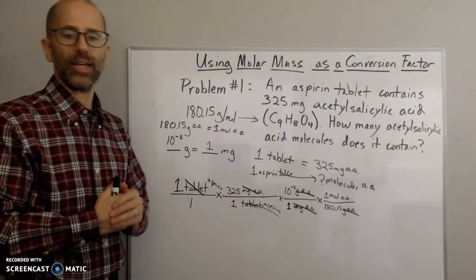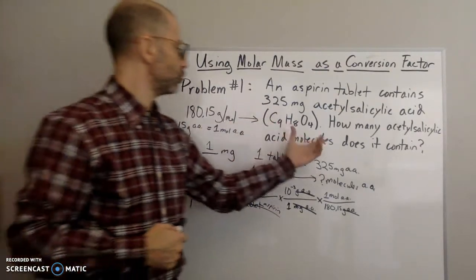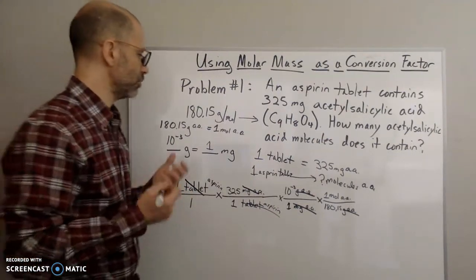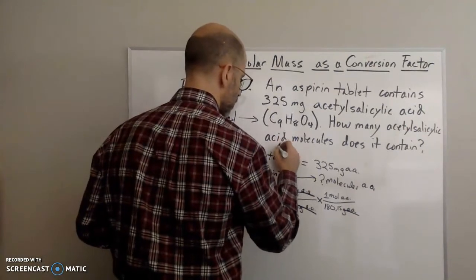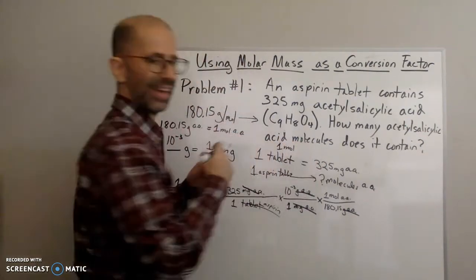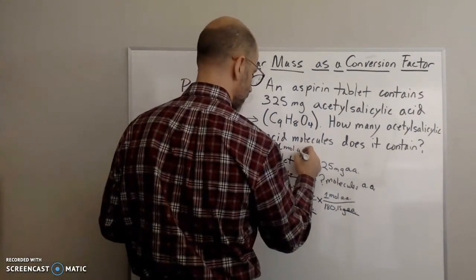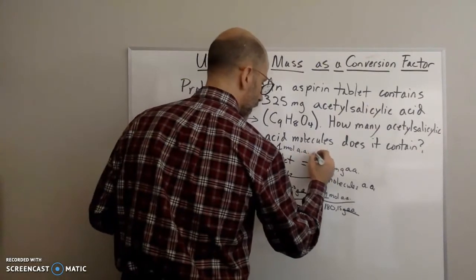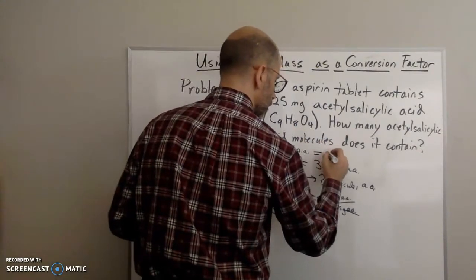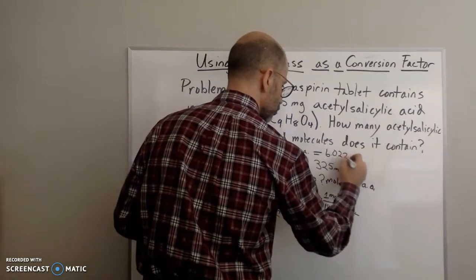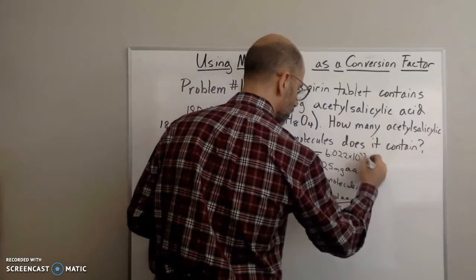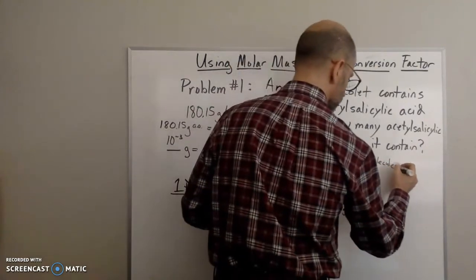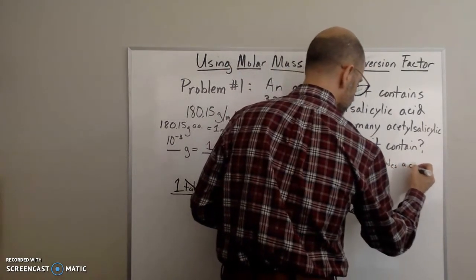So now I can go from moles to molecules. What am I going to use? I'm going to use Avogadro's number. I'm going to use the fact that 1 mole of anything, but in this case we're interested in acetylsalicylic acid, that's going to be equal to 6.022 times 10 to the 23rd molecules. That's our particle. Molecules of acetylsalicylic acid.